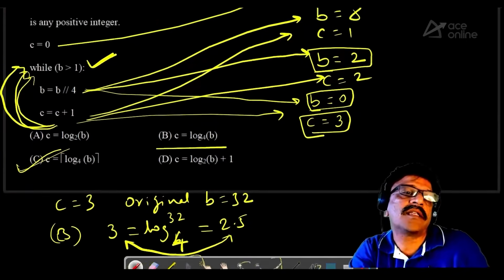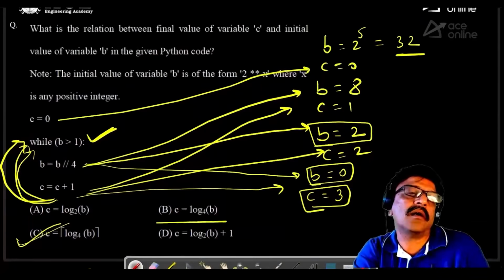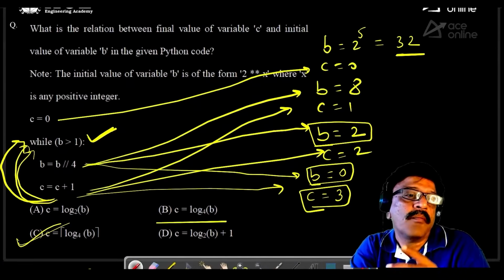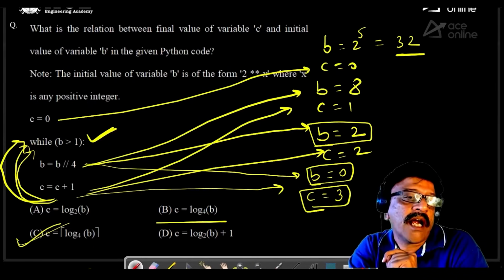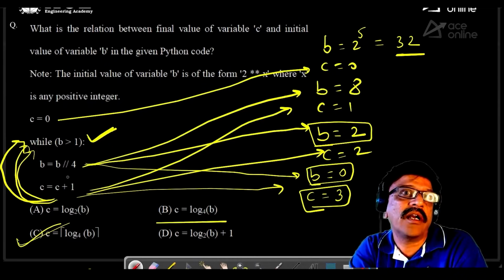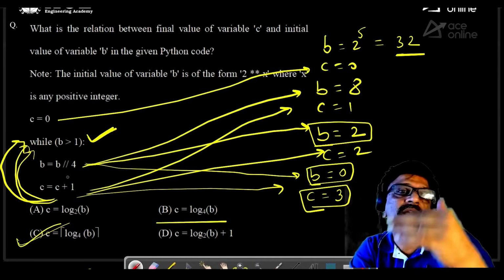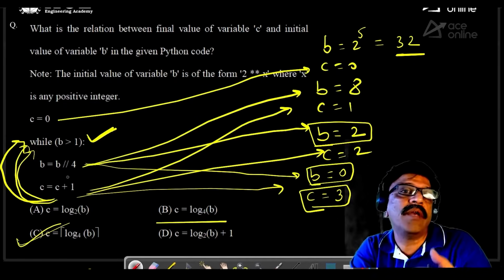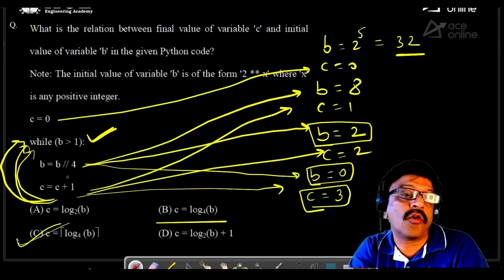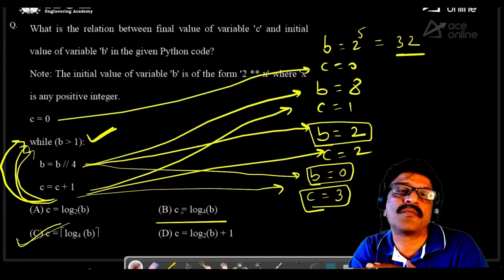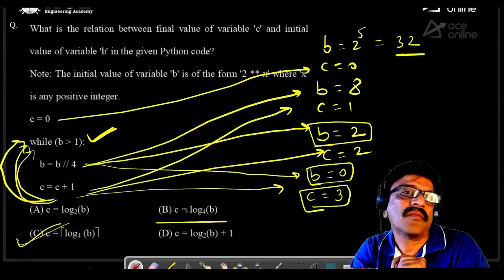Just check, this question was a bit tedious. But actually, you can go with your gut feeling: as we have learned in algorithm analysis, given some initial value of b, until b reaches 1 we are continuously dividing b by 4. So it has to be one of these two options: log to the base 4, not log to the base 2.